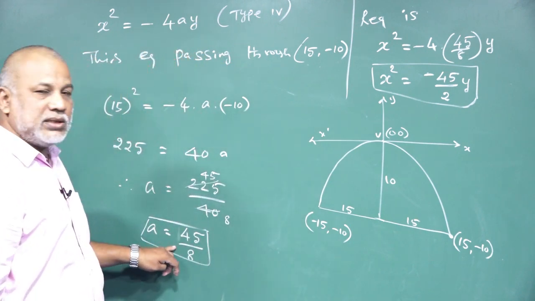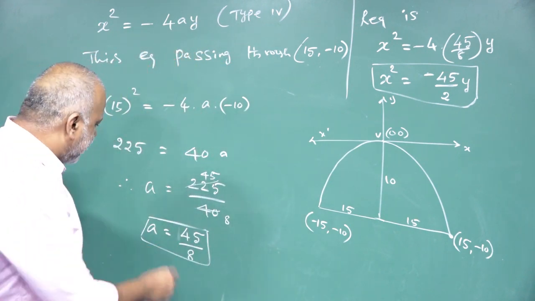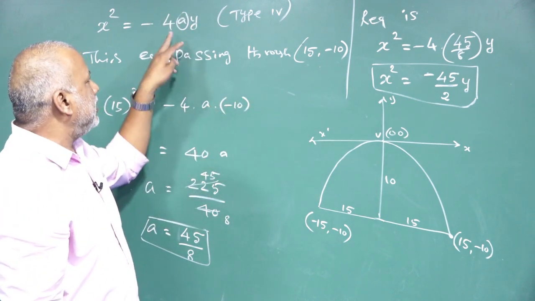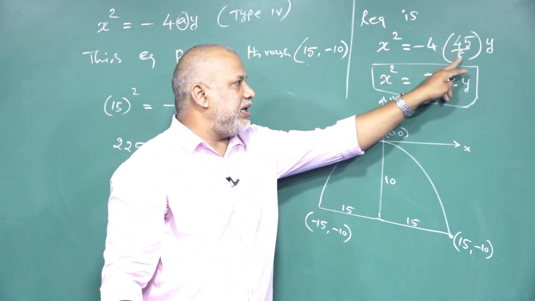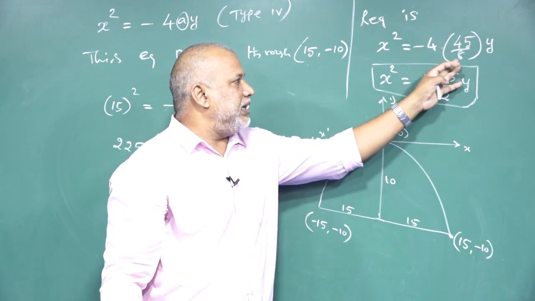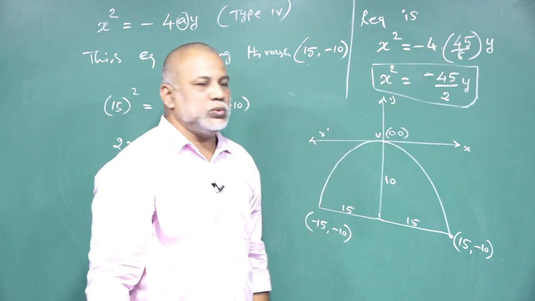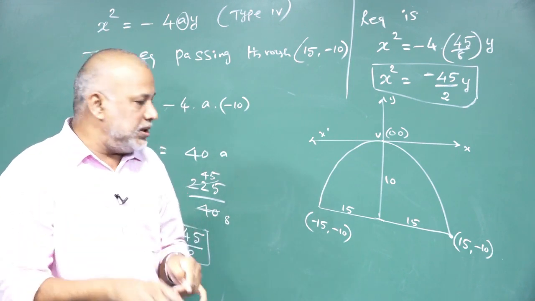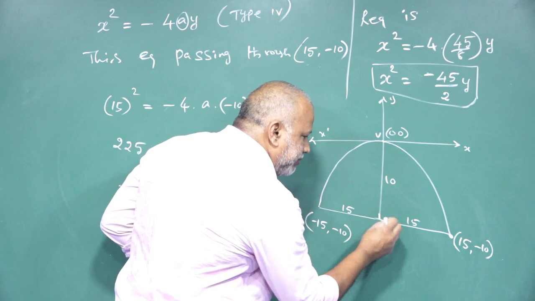So after you derive the value of a, again substitute in this place. That means x squared equal to minus 4, the value of a must be 45 by 8. Then 4 and 8 will be removed. We can get 2. Now we have to find the height of the bridge at 6 meters from the center.